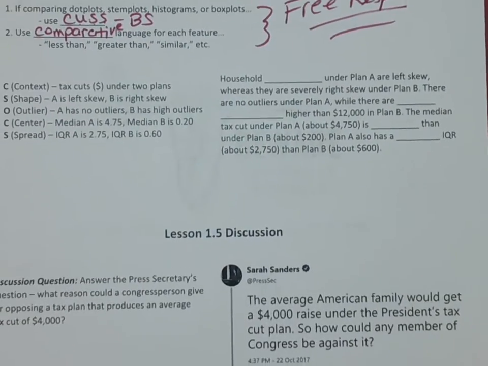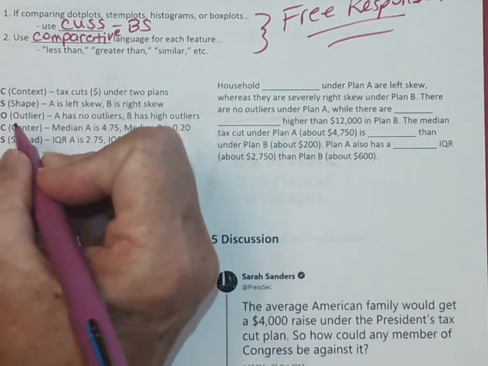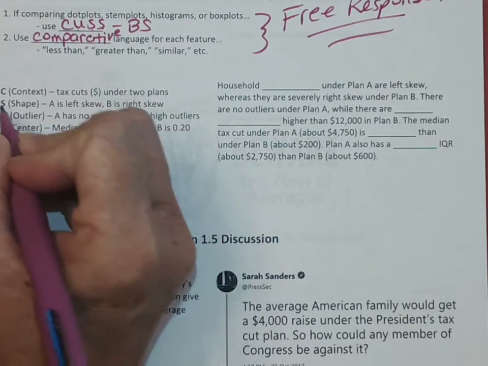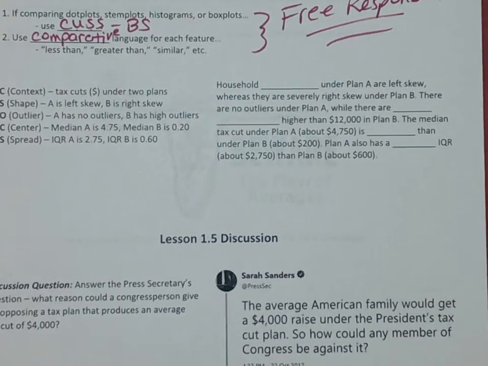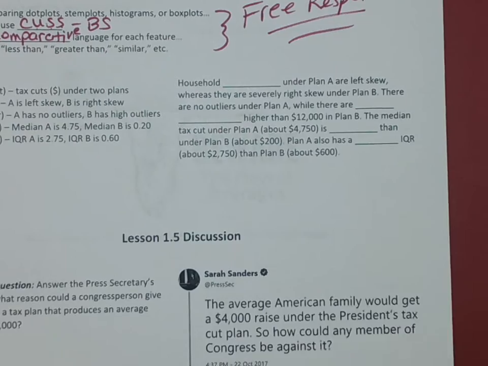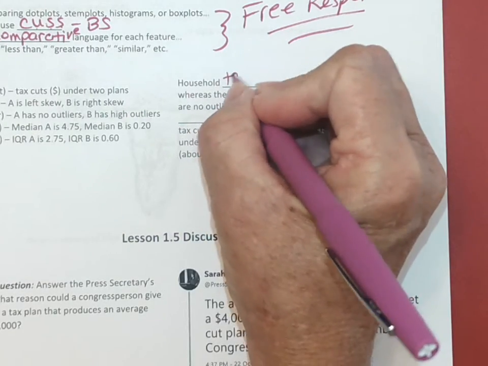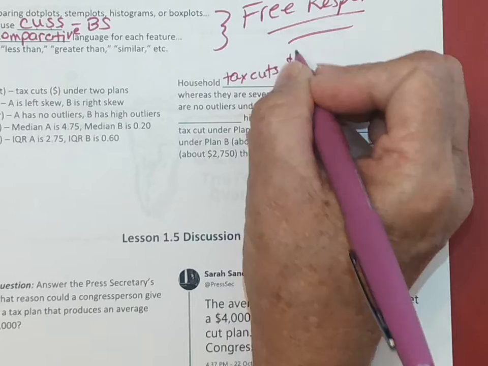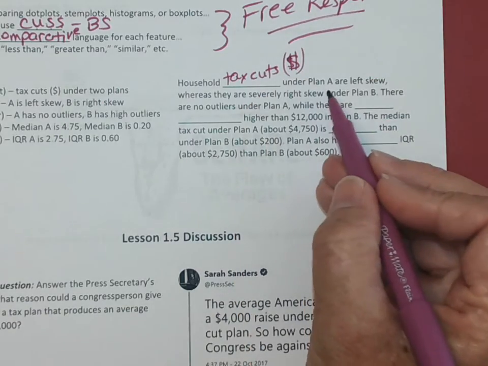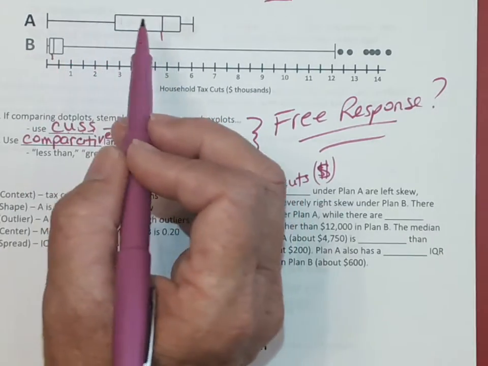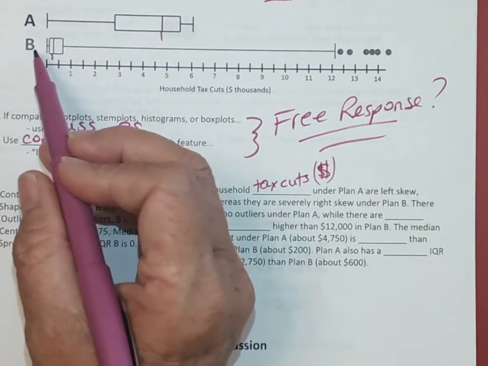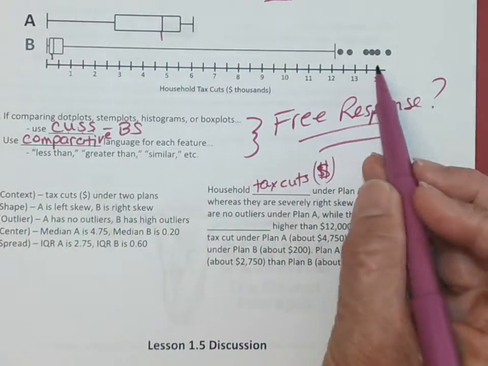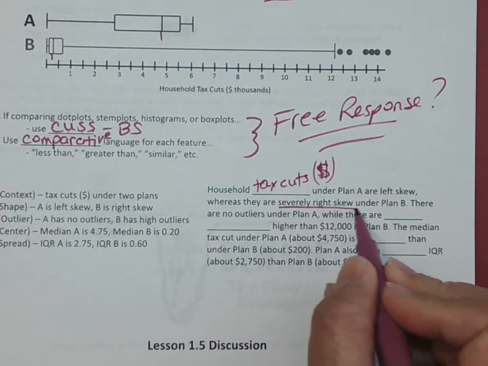And again, I don't really like using these, so I would be using a U for the O, so it's cuss, and I would use BS for context, but whatever works for you. So here, household tax cuts, and we're talking in dollars here, under Plan A are left skewed. So that's left skewed because it's much longer on the left side compared to the right side of the median. Whereas on tax Plan B, that's obviously right skewed. So severely right skewed under Plan B.